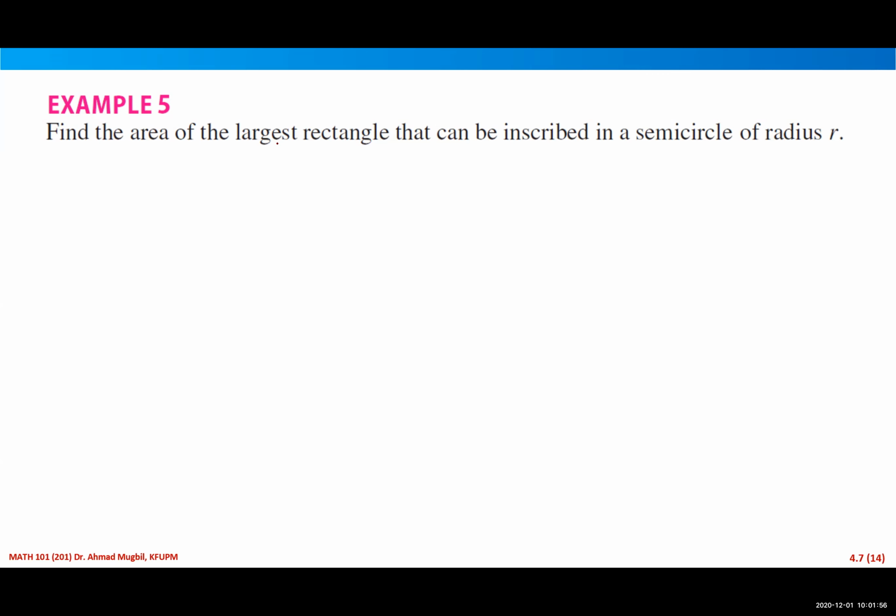So here we need to find the area of the largest, so we need to maximize the area. The area of what? We need to find the area of the largest rectangle. So we have a rectangle here. We need to find the area of the rectangle. And you know, if this is the width and this is the length, the area will be L times W. Now we need to find the area of the largest rectangle that can be inscribed.